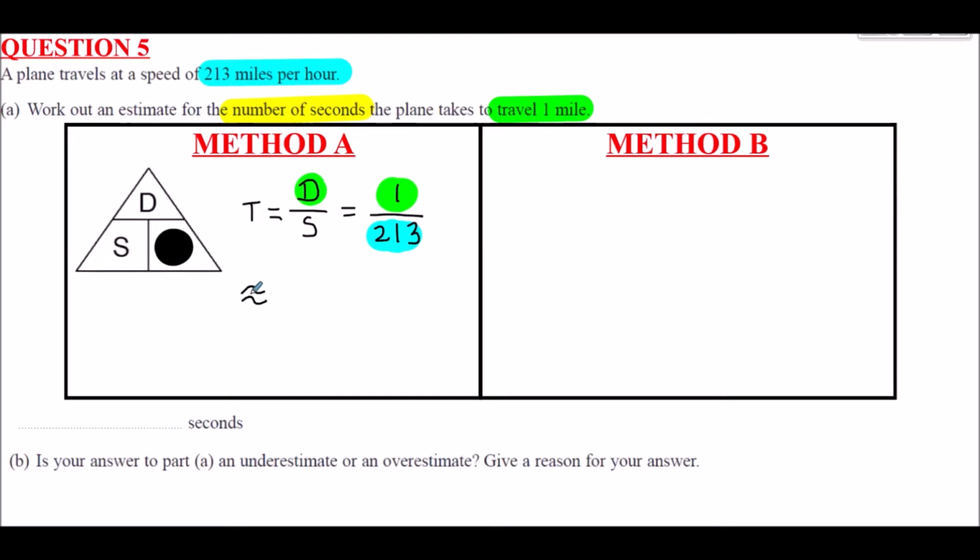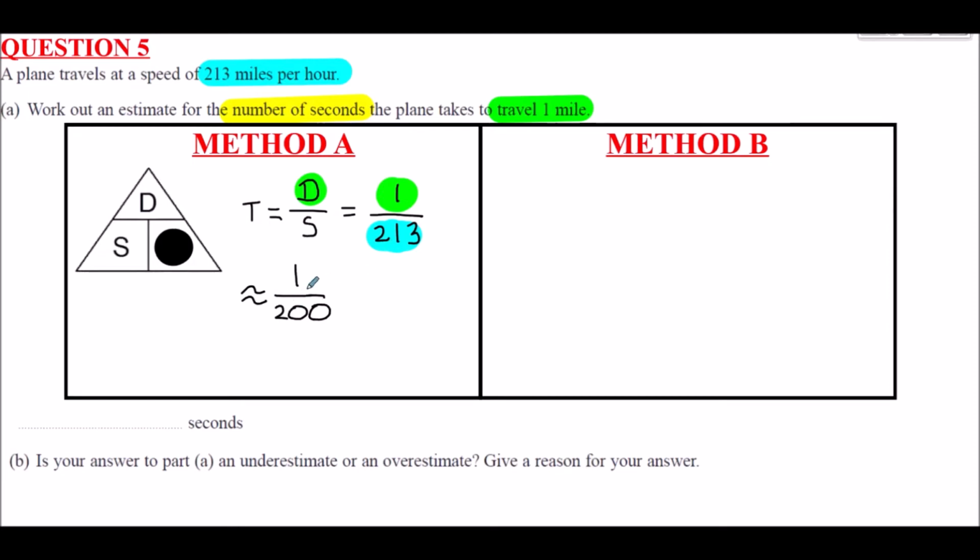Squiggly line, which means approximately equal to. I can change 213 to an easier number, as long as it's not too far away. Imagine somebody you know promised you £213 as a gift or a debt, and said, I've not quite got that, could I give you £200? You probably wouldn't be too disappointed. All I'm trying to say is £200 is fairly similar to 213, so I could call the 213 200. It's very roughly the same thing.